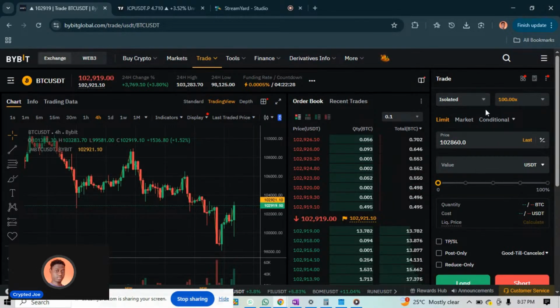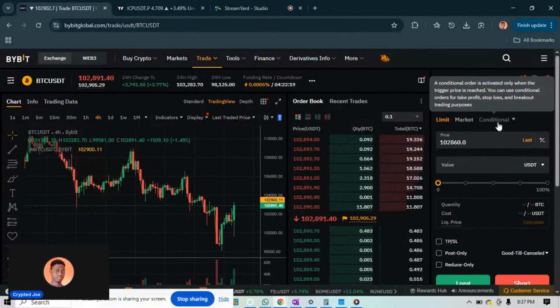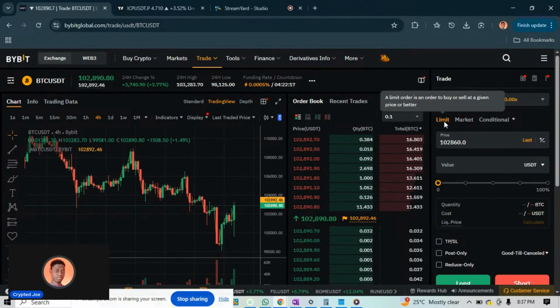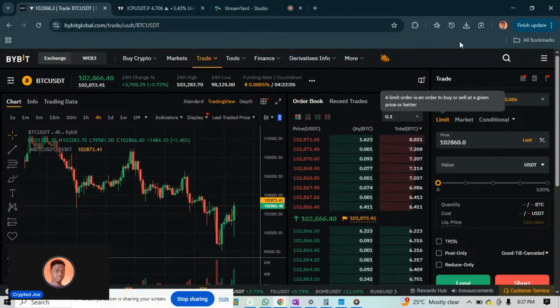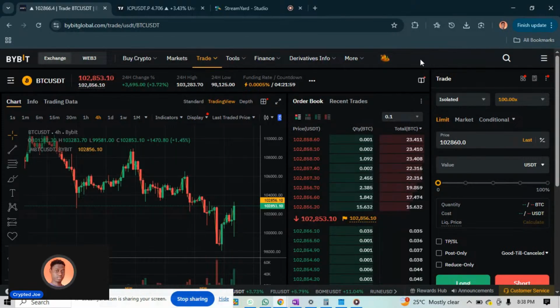Then you have your other section here where you place your signals. You have the limit, market, conditional, but basically you use limit if you're just starting out. The market is when you enter immediately at the current market price, but with limit, you use a particular price level to wait for the market to get to before taking advantage of the market, whether you want to long or you want to short. So if you're just starting out, you'll be making use of limit.